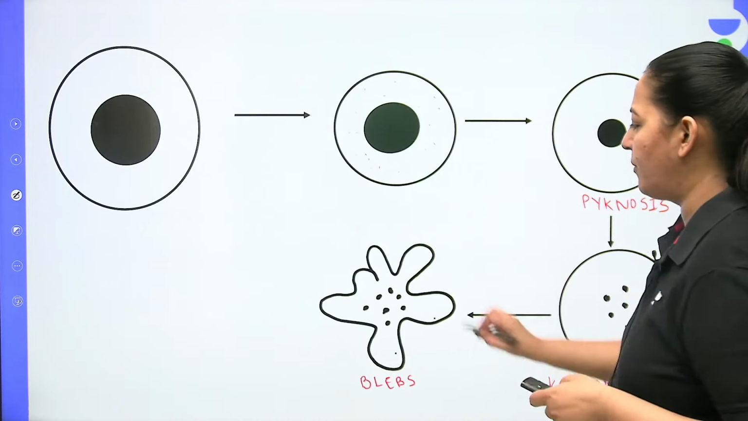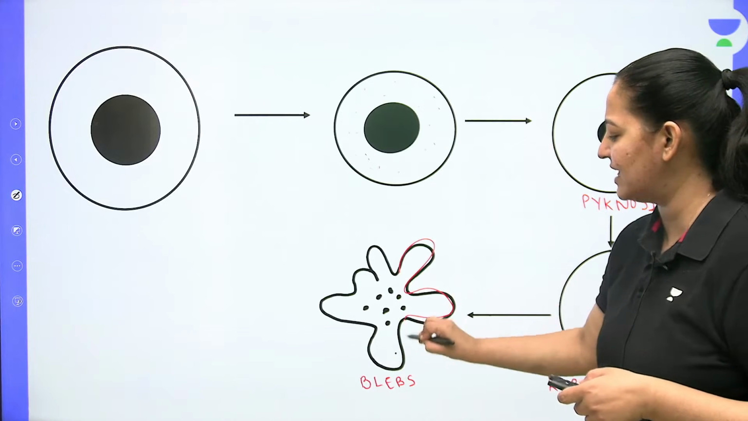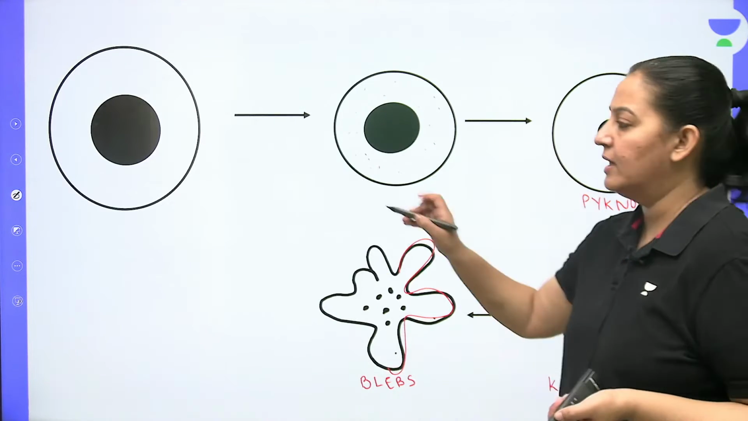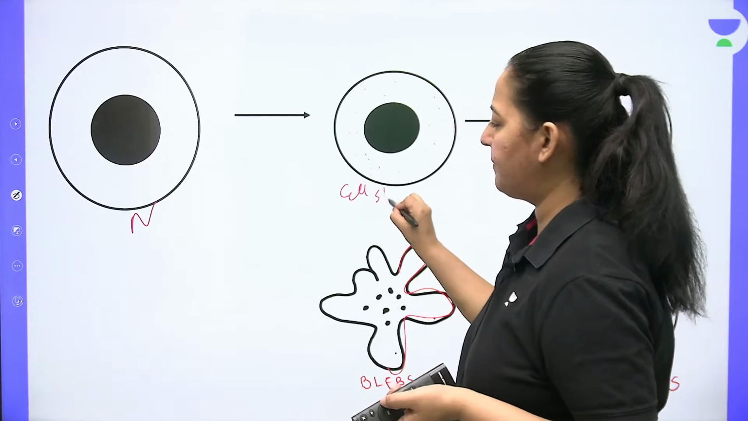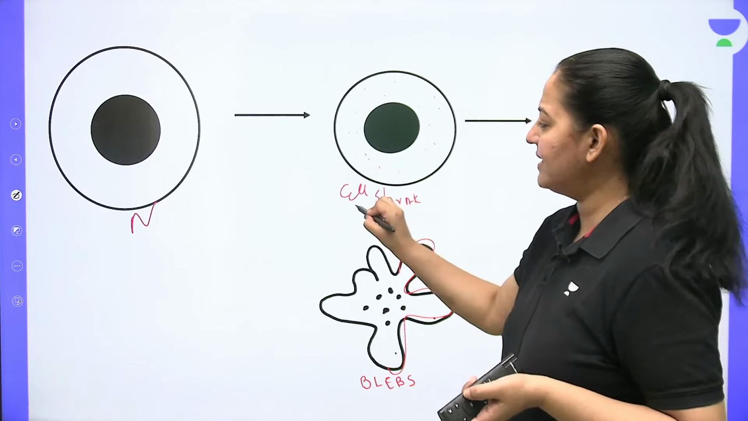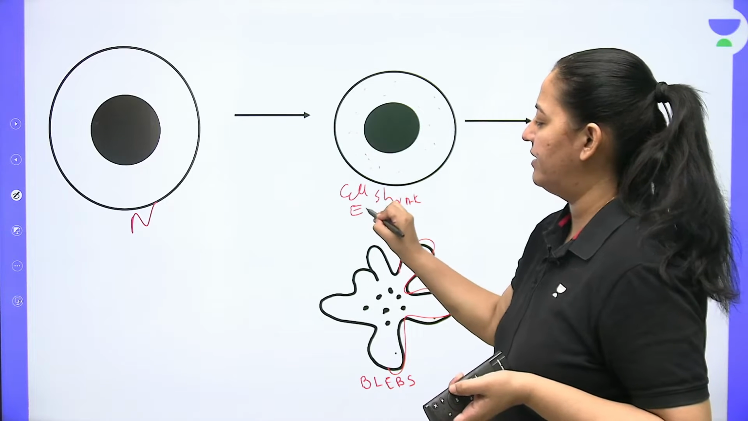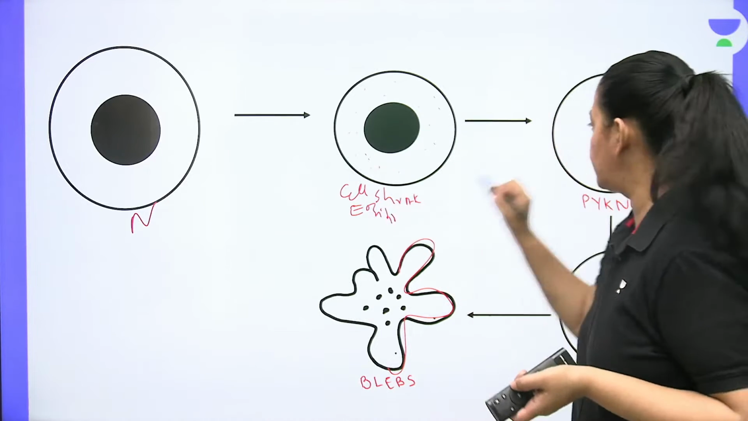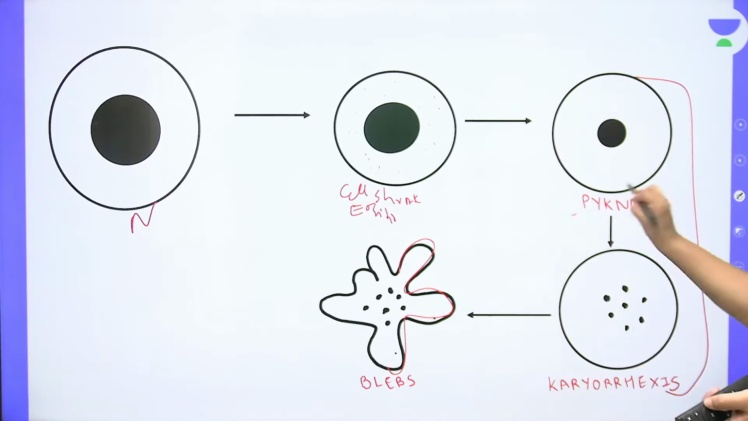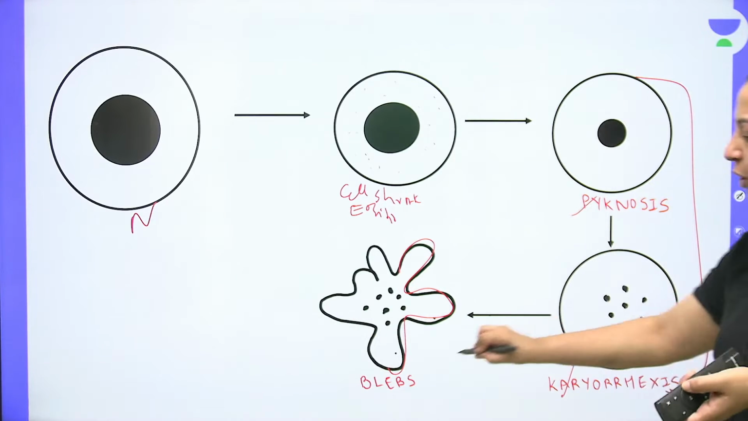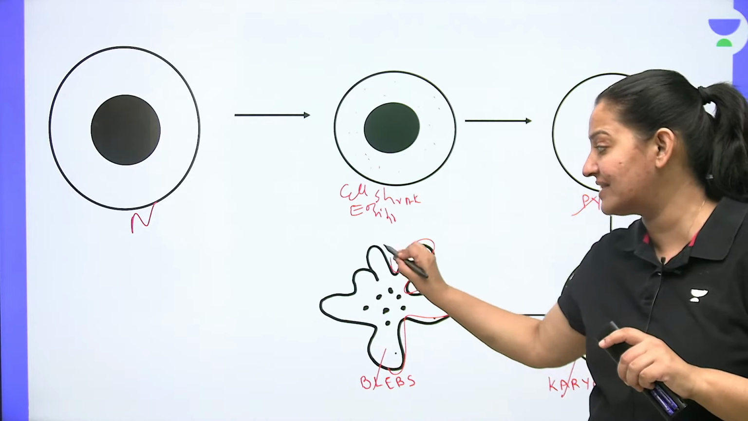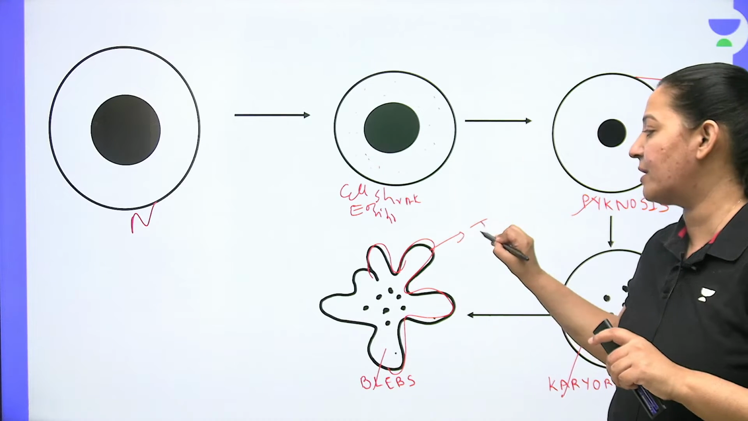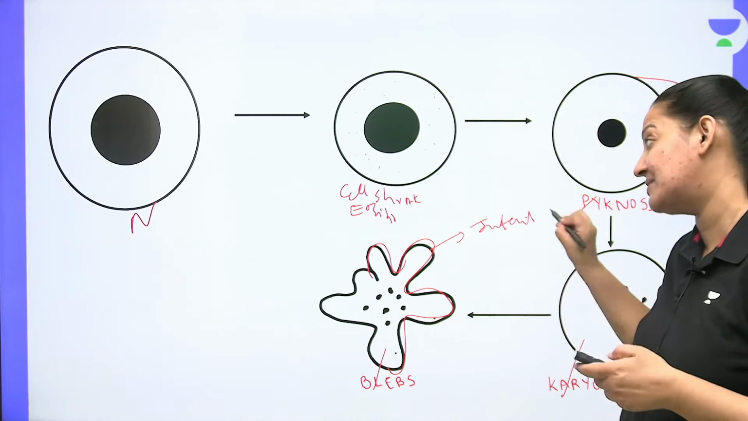So the next change is formation of blebs. On the surface of the cells, blebs are formed. Starting from the beginning, this is a normal cell. The first change is cell shrinkage. You can appreciate cell shrinkage here. The second is eosinophilia. The third is the nuclear change, pycnosis and karyorrhexis. The fourth one is the blebs. On the cell membrane, blebs are there, but mind the word, the cell membrane is intact. Blebs are formed, but it doesn't mean there is a defect. Blebs form, but the cell membrane is intact.